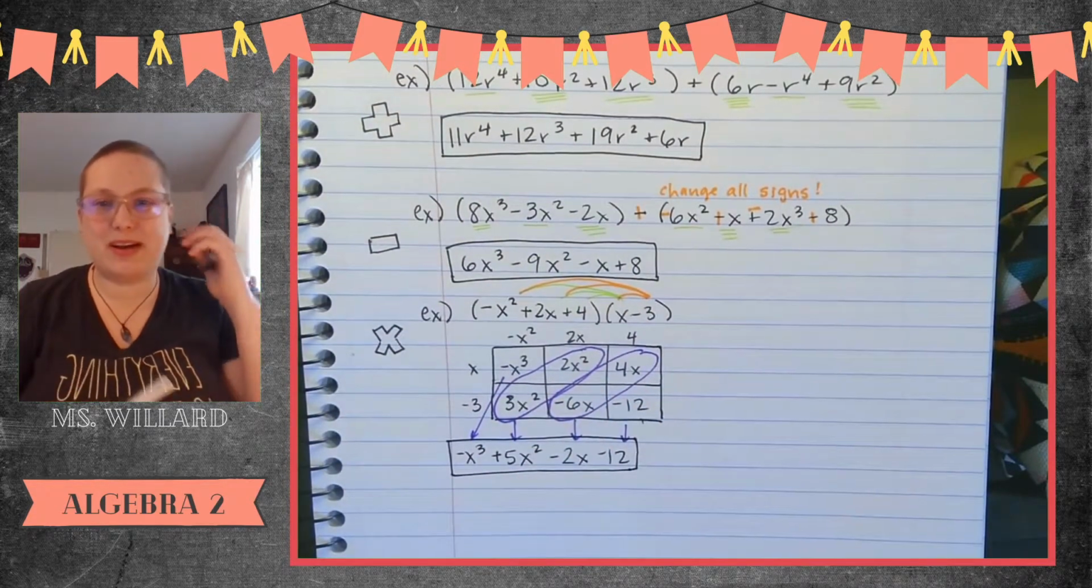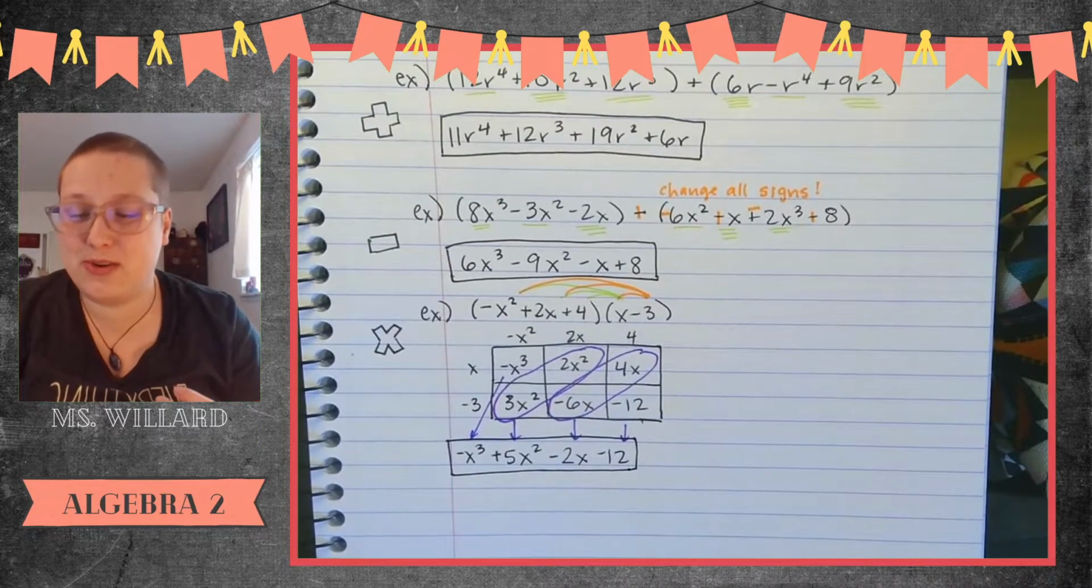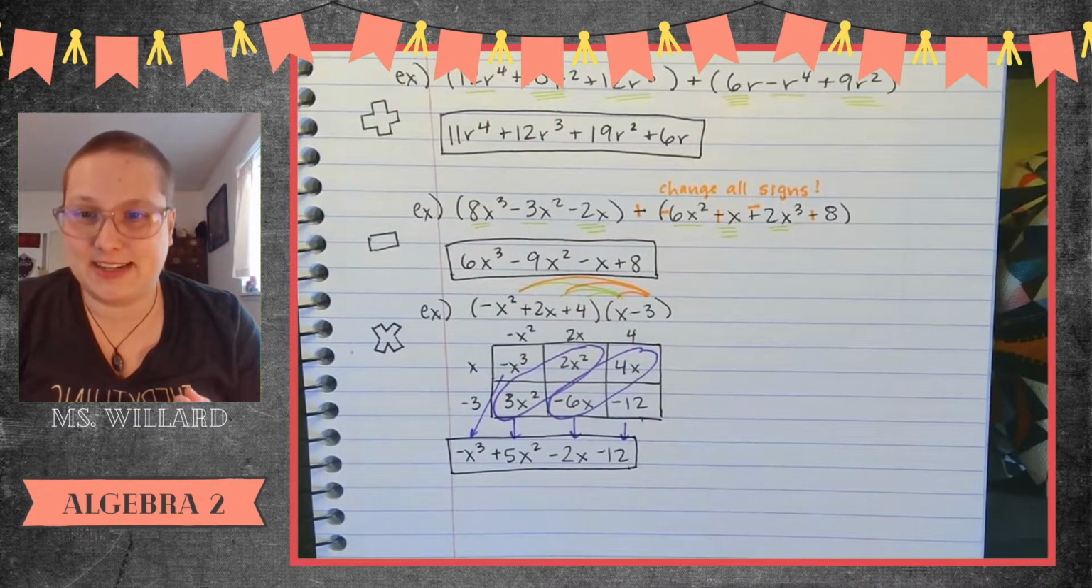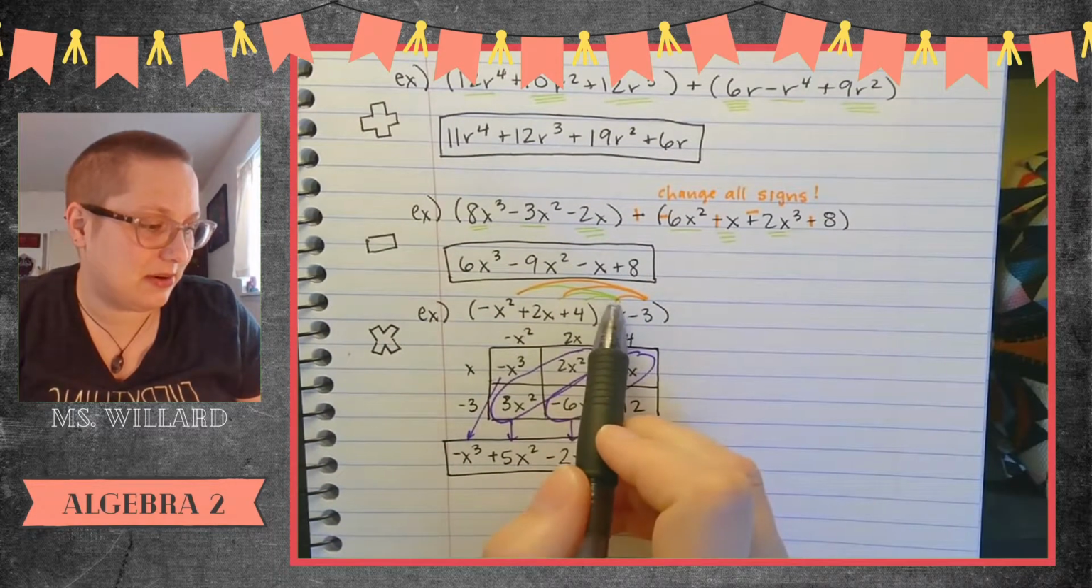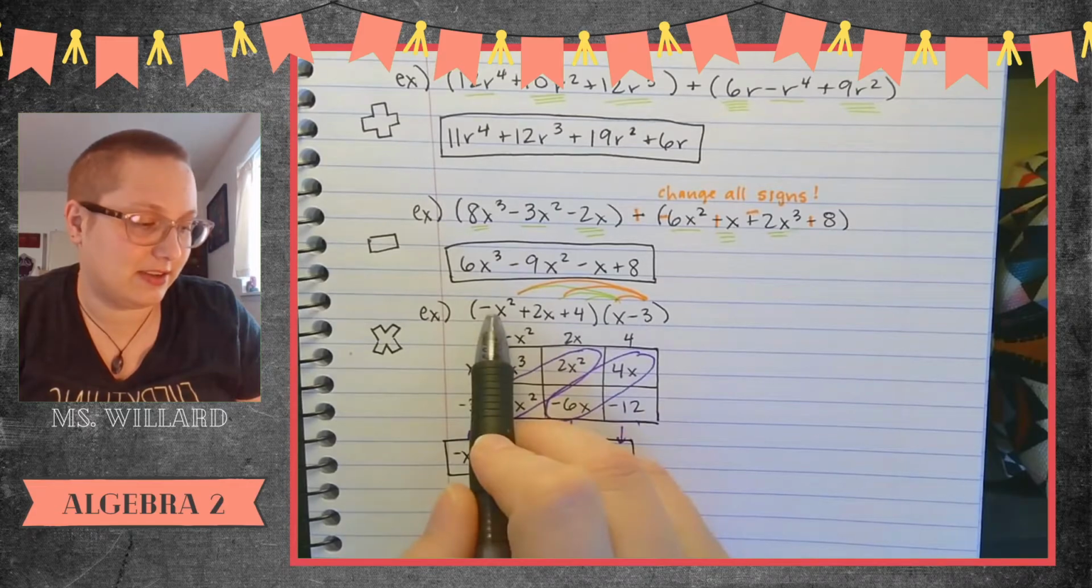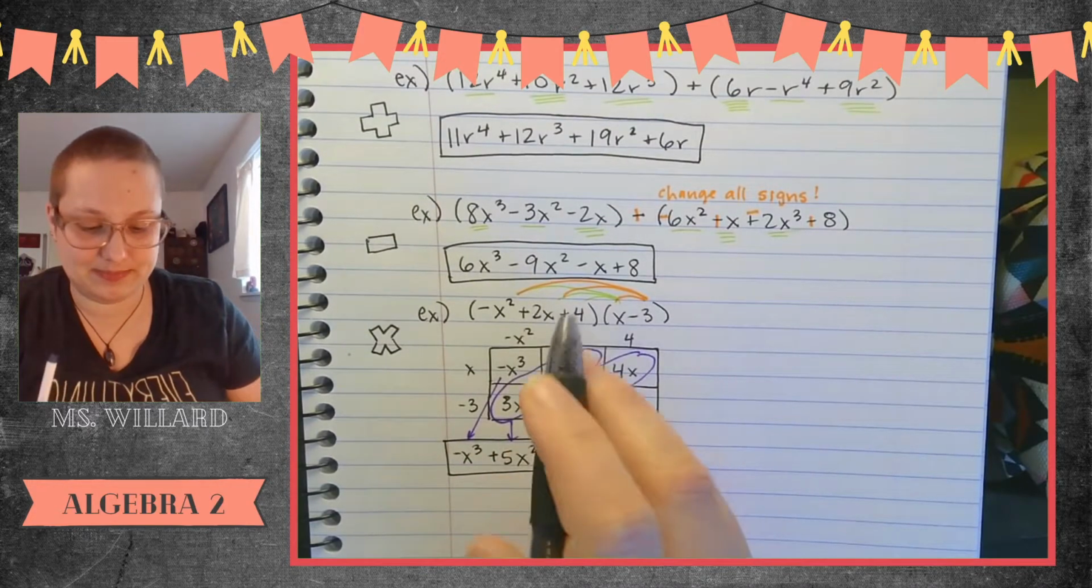Do you have to make a box? No. You also can just foil. You can first outside, inside, last by doing what I did over here with the green. So x times negative x cubed, or sorry, negative x squared, x times 2x, and x times 4.